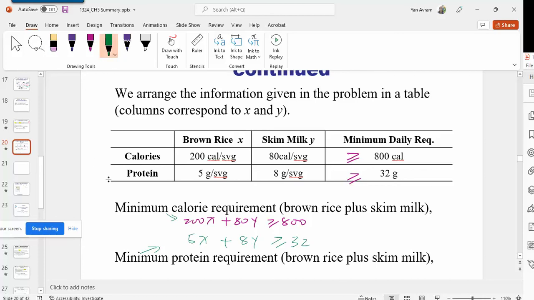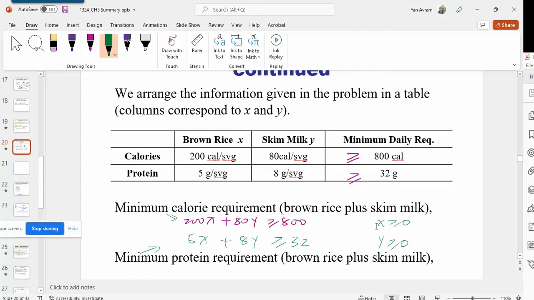So basically, for the application, you will just have to set up the inequality on your own. And another invisible constraint right here is x must be greater than or equal to 0, and y must be greater than or equal to 0. The reason is that x is the number of servings of brown rice, and y is the number of servings of skim milk. So the application implies we don't want a negative serving, right? What does a negative serving mean? It doesn't make sense.